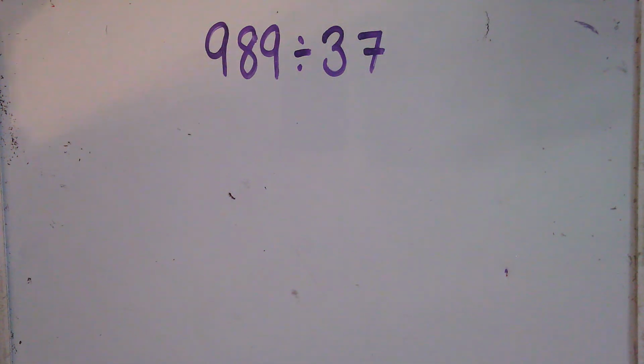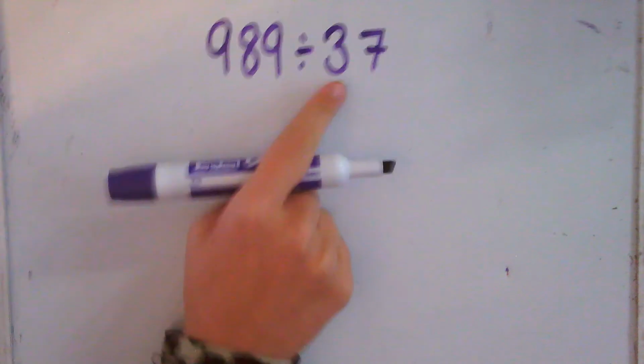Alrighty, my friends, so this problem we are going to do together, okay? But you're going to do most of it on your own, okay? So make sure that you have your mouse over the pause button of this video. So if you need to pause it and work in your notebook before you play the next step, you can do that, okay? So we have 989 divided by 37.